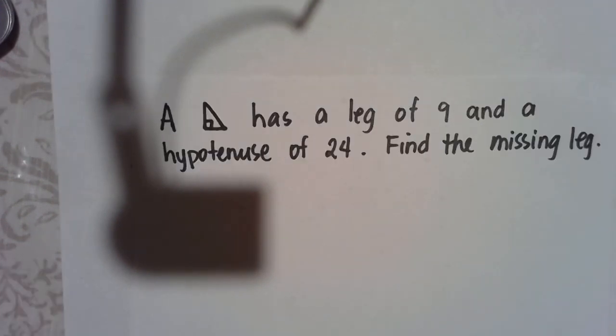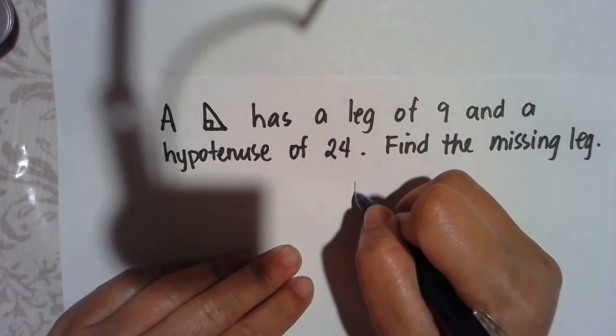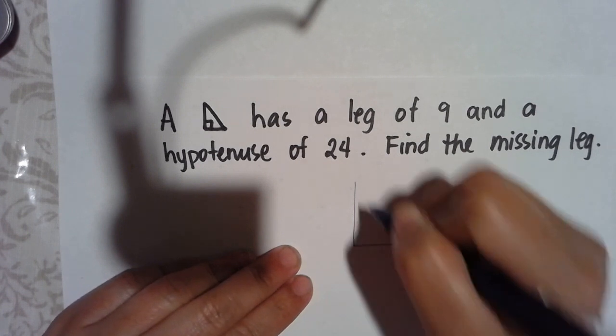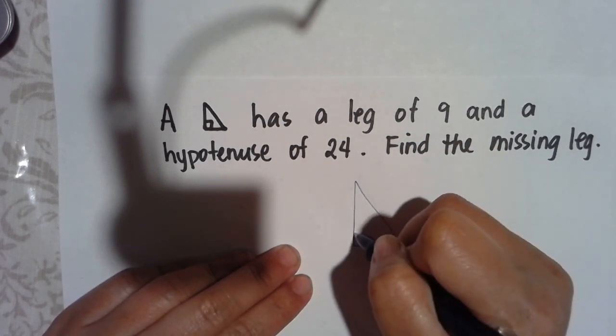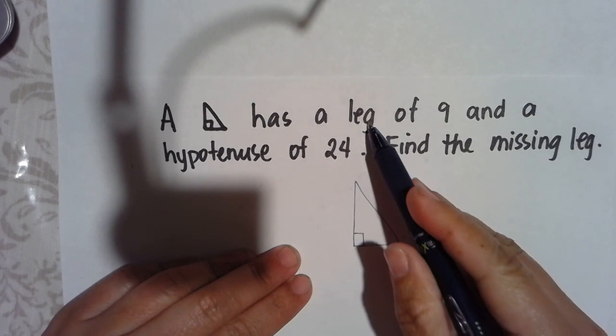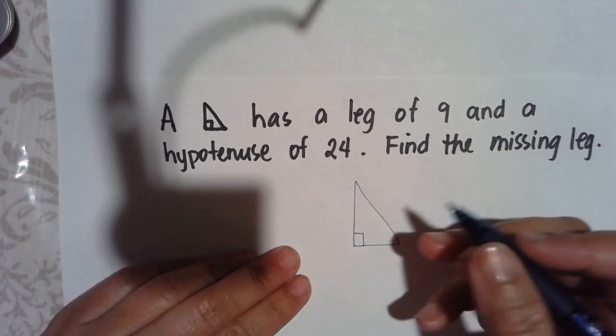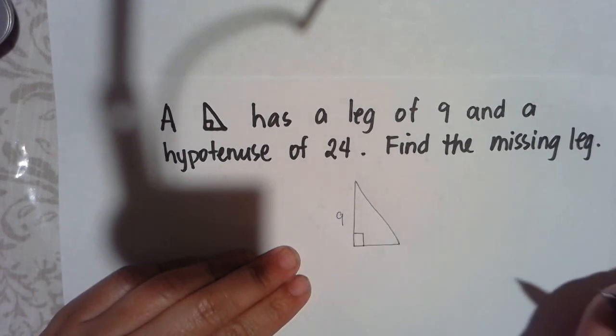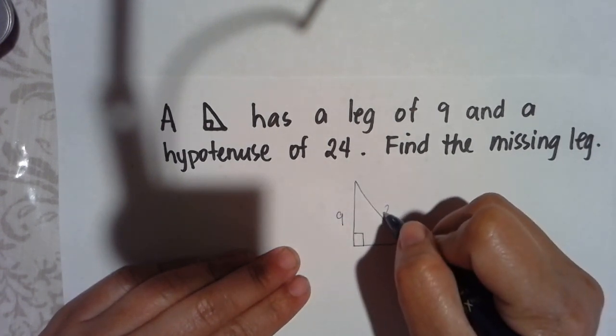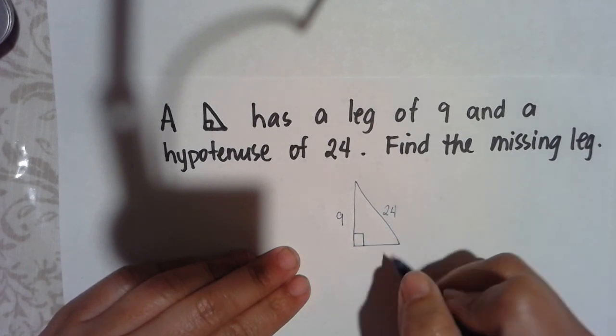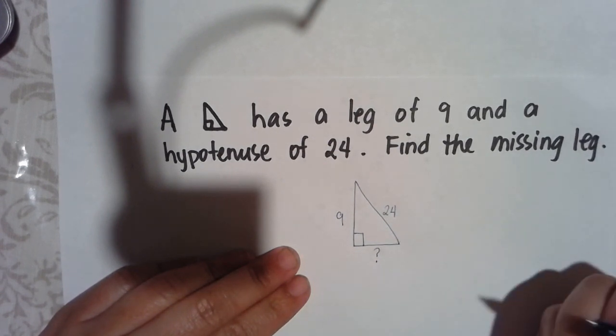For the next one, it says a right triangle has a leg of 9 and a hypotenuse of 24. Find the missing leg. So I will draw a right triangle. Again, it says the leg is 9. Any of the legs, probably, I don't know. Let's do this as 9. And the hypotenuse is 24. So what is the missing leg? So we're solving for this part.